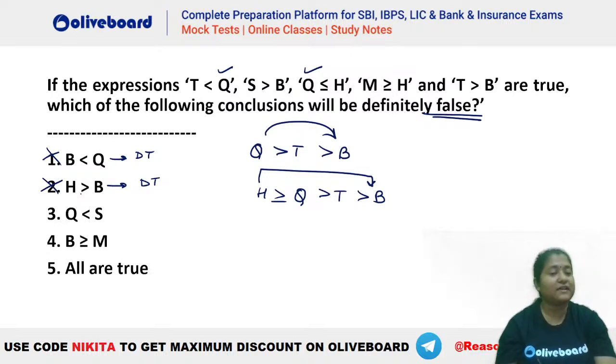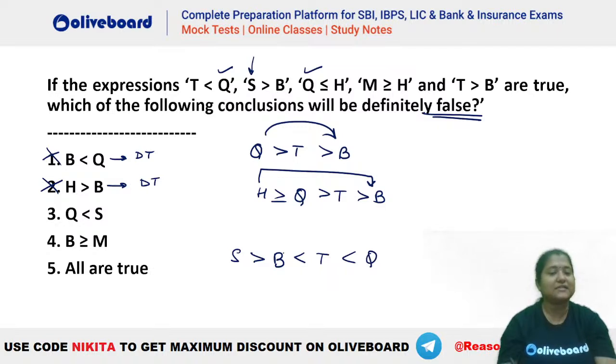What about the third one? S is greater than Q. What is the relation from S to Q here? You can see we have only one S here, isn't it? S is there only once. So S is greater than B, right? And then we have a B is less than T, right? We have a B less than T and then we have a T less than Q, isn't it? That is the one that we have here.